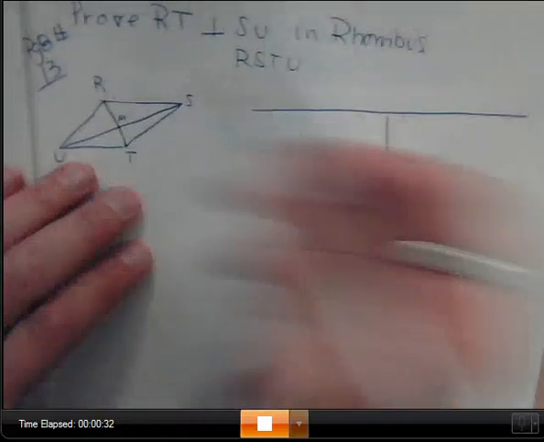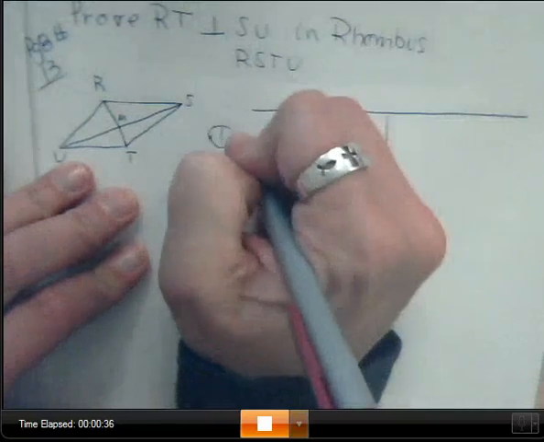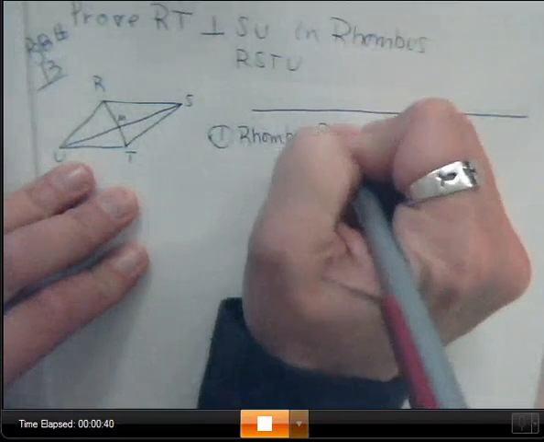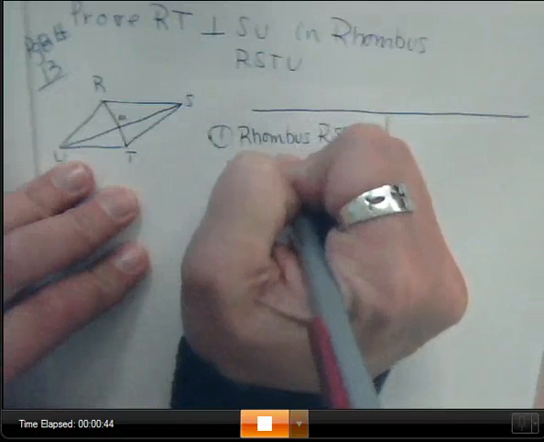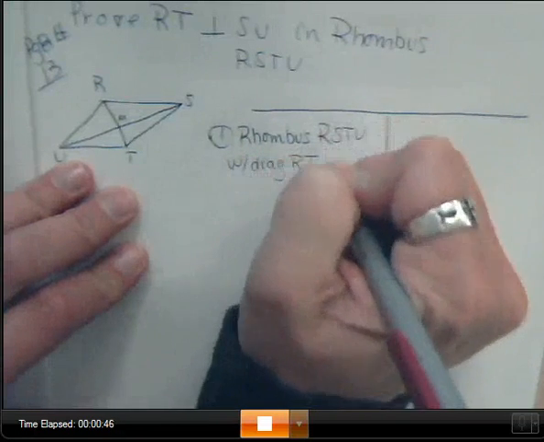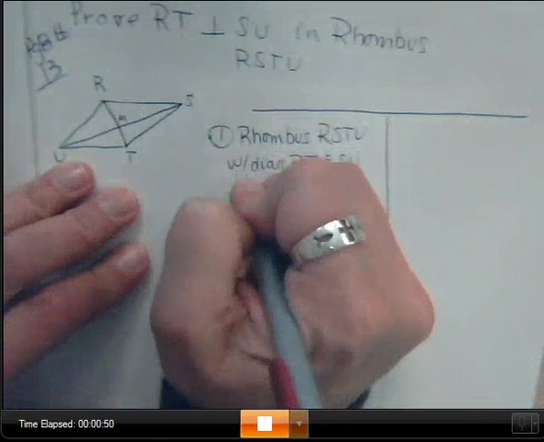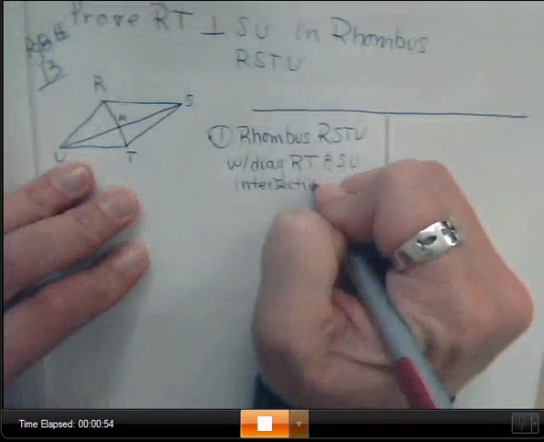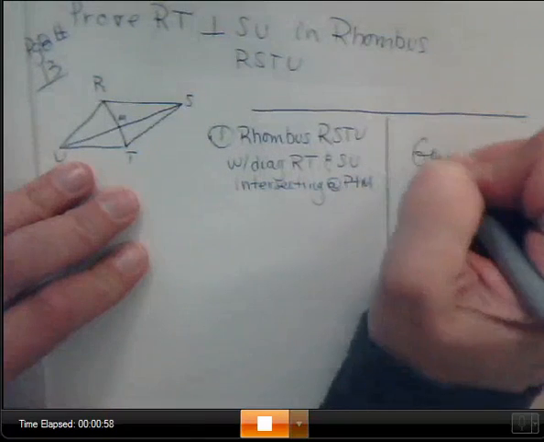So the first thing that we're going to start with is rhombus RSTU with diagonals RT and SU. I guess we could throw in intersecting at point M if you want. And that was all given.